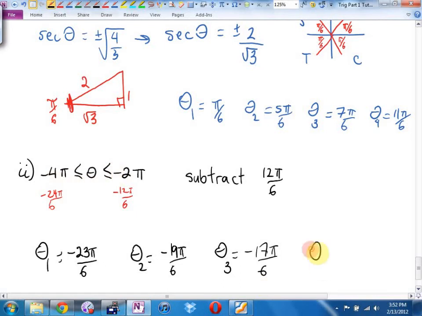So, Carly, now that you figured that out, can you get the last one? 11. Take away 12. You're at negative 1 pi by 6. Not small enough yet. Take away 12 more. There you go.